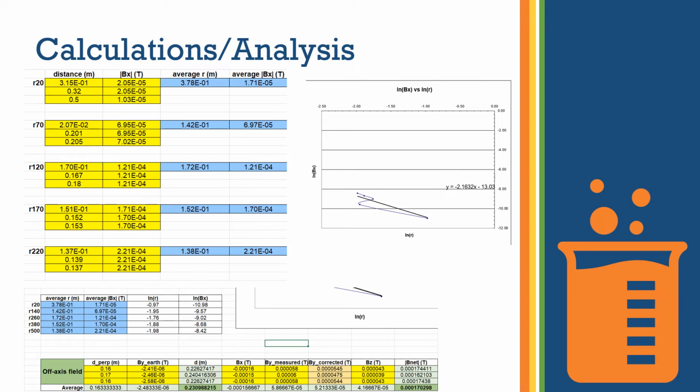Okay, over here are my calculations, or the numbers, or my raw data from this experiment. As you can see toward the very bottom of the screen, you'll see the magnetic field at the location 45 degrees off axis from the dipole, and my graph, which graphs ln B of x versus ln of r.